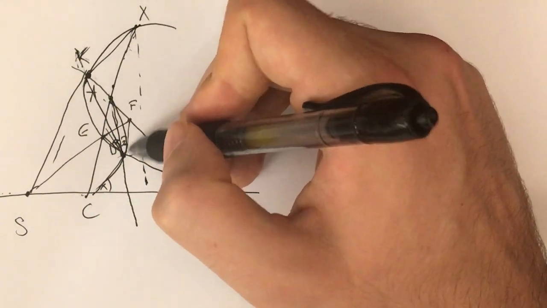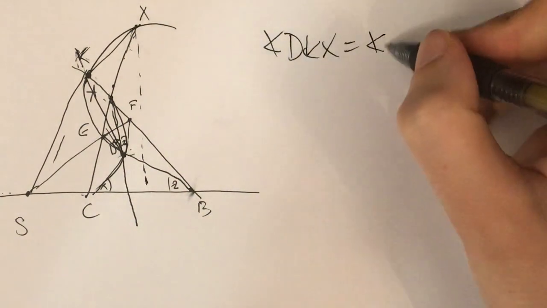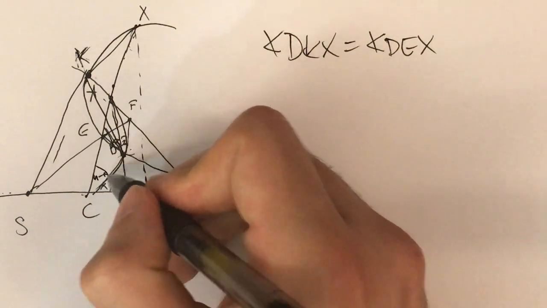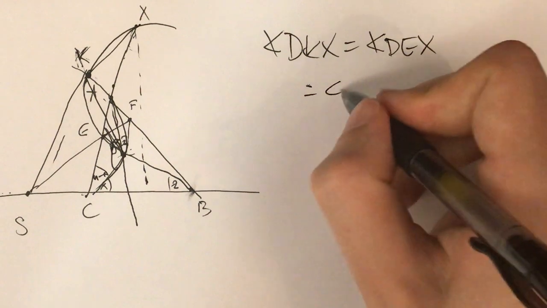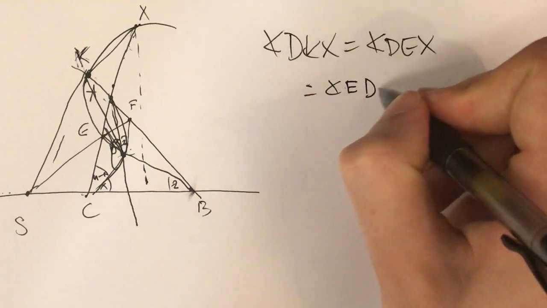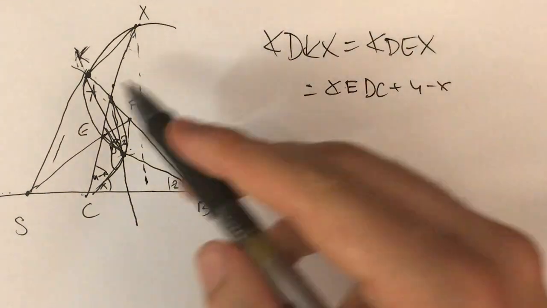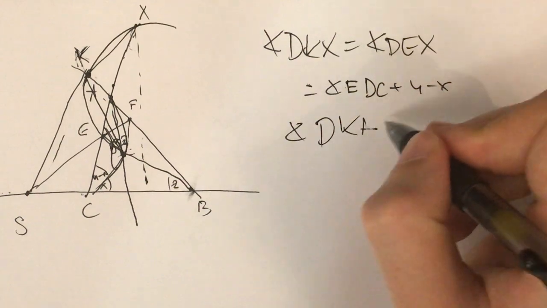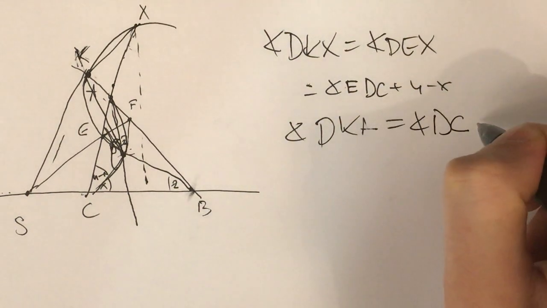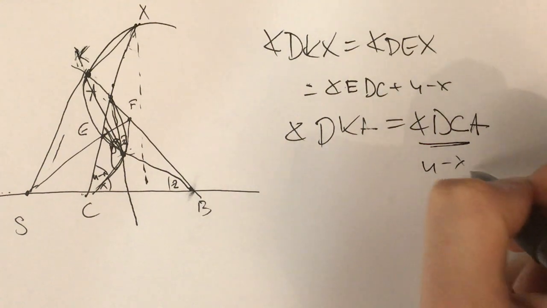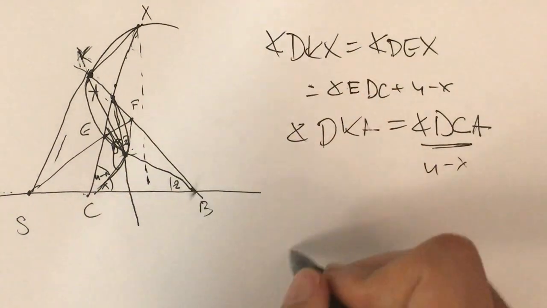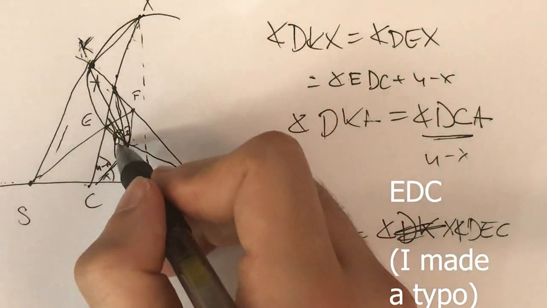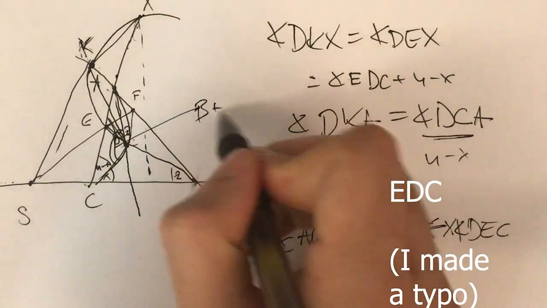We have that the angle DKX is equal to the angle DEX, which we already have. That's equal to gamma minus X plus this angle right here. So it's like angle EDC plus gamma minus X. And on the other hand, we have that the angle DKA is equal to the angle DCA, which is equal to what? It's equal to gamma minus X. So the angle AKX is equal to the angle DEC. And now with this, what is this angle? Well, this angle is beta plus alpha half.